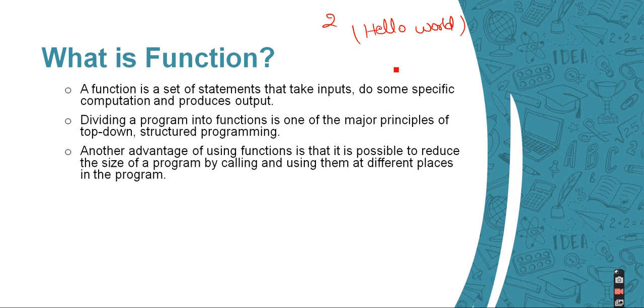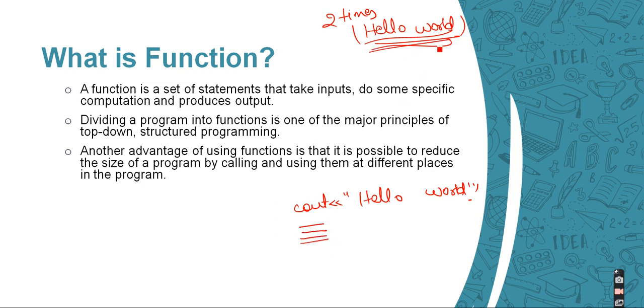Okay, so suppose I want to print hello world 2 times or maybe 5 times. So for that, what I can do is write cout hello world. Now after writing some other code, I again want to print hello world. So I will again write cout hello world, right?